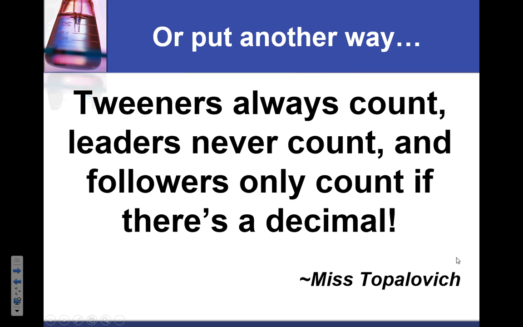Well, first off, I want to mention, besides the rules, there's a quick way to remember your zeros. Ms. Tavalovich is one of our teachers, and this is something early on she'd mentioned to me. This is how I say it to my students. Rules 2, 3, and 4 can be combined to say tweeners always count, leaders never count, and followers only count if there's a decimal. So this is another way to look at zeros at the beginning, zeros at the end, and zeros in the middle. So if that helps you remember rules 2, 3, and 4, use it.